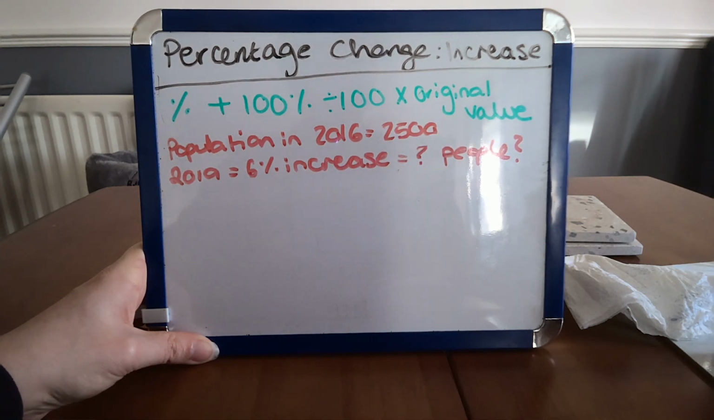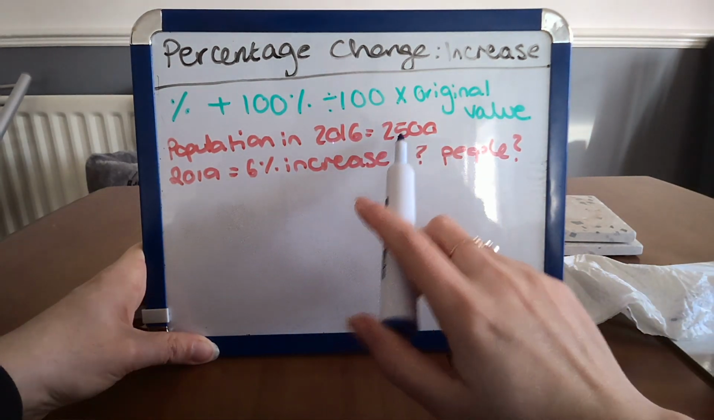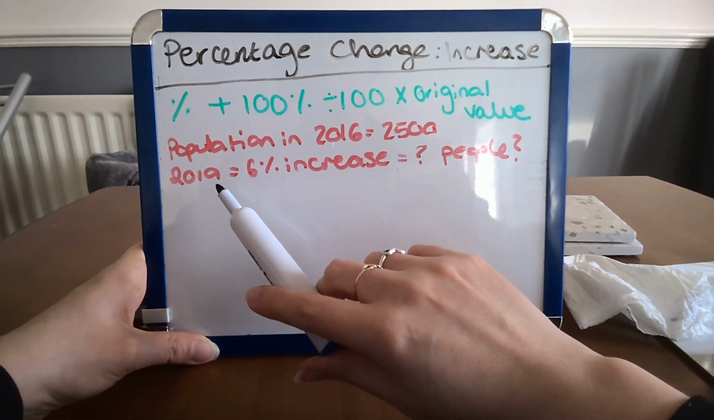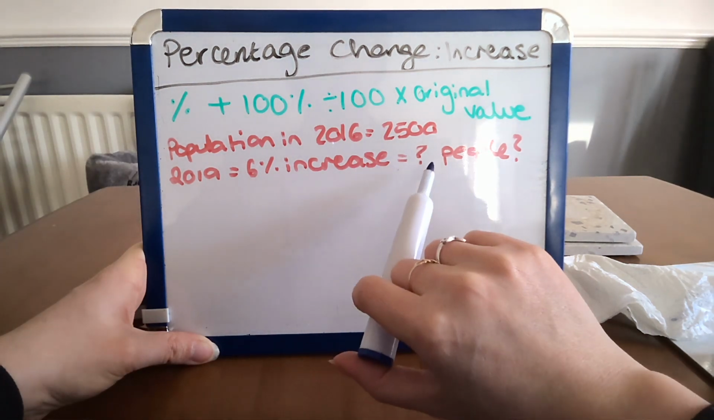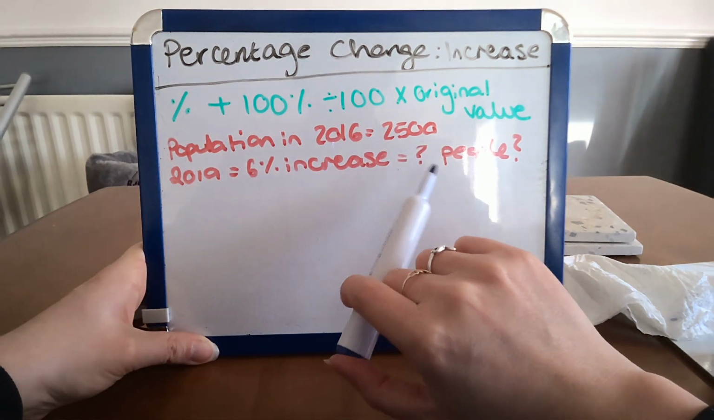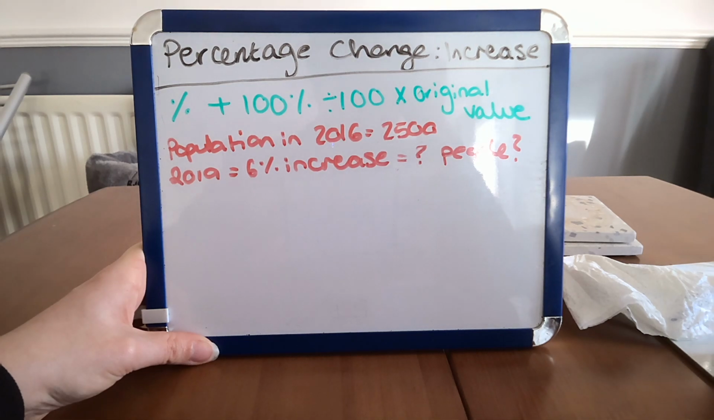So our question is there in red. It says the population in 2016 was 2,500. In 2019, it increased by 6%. How many people are there now in 2019?